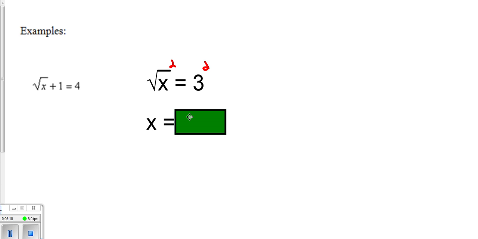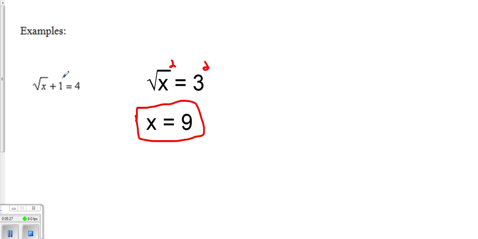This side will just become x, so we squared it. This side will now become 9. So x equals 9. To double check, again, kind of checking for extraneous solutions, we'll plug 9 back into the original. Square root of 9 is 3. 3 plus 1 is 4, so this one all checks out.